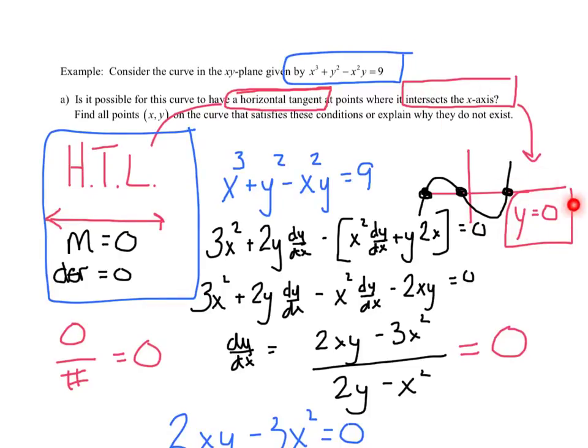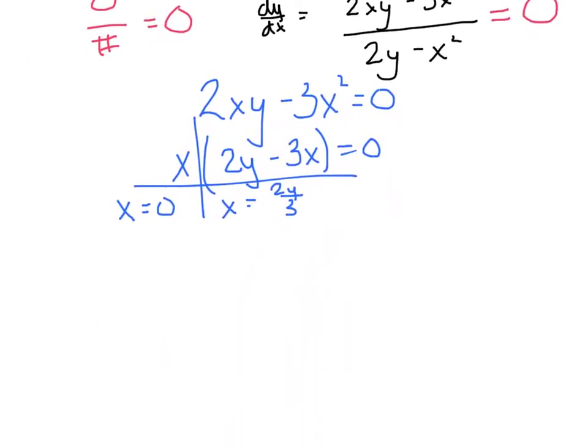Now remember, that meant the y value is 0. And then find all the points that satisfy this condition. So I got two solutions at the moment. First of all, I got x equals 0, but remember, we already know the y value has to be 0. So now I have to test that and see if it's true.